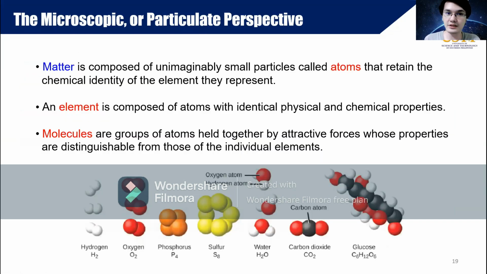So matter is composed of atoms that retain the chemical identity they represent. An element, on the other hand, is composed of atoms. And when a group of elements are held together, we have our molecules.